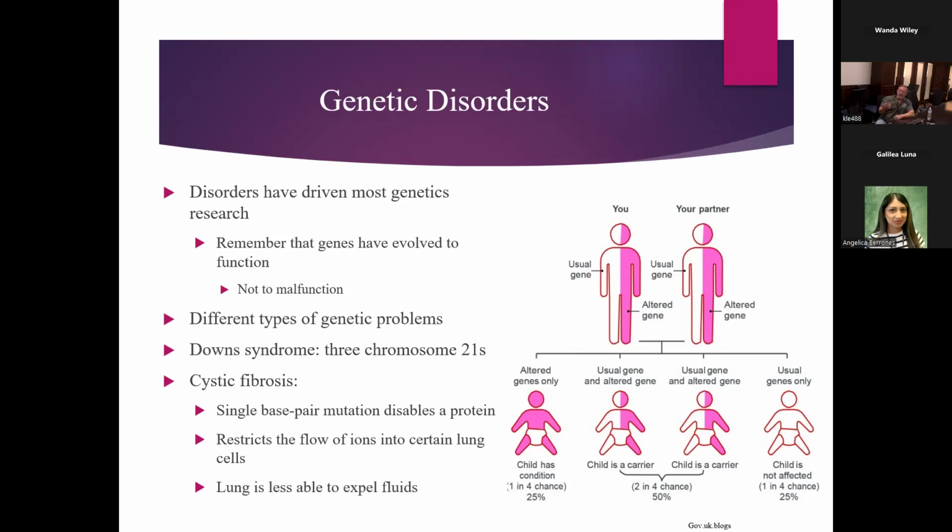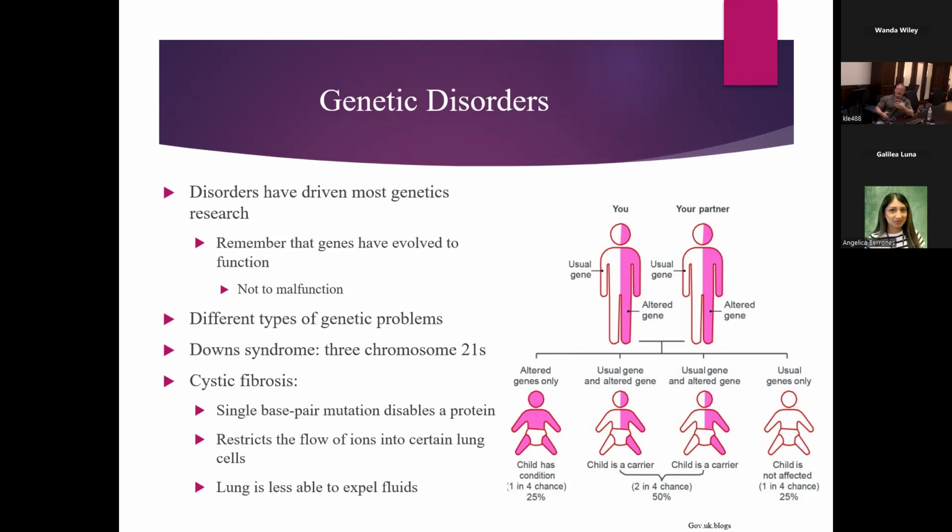Cystic fibrosis is another genetic disorder that's caused by a mutation, and it's a single base pair mutation. So one of those base pairs, the A's, the T's, the C's, and the G's, one of them gets mutated, just one. Out of the 3 billion that we have in our DNA molecule, one gets changed, and that one mutation occurs in an area that encodes for a protein that's used to help your lung cells allow ions to move in and out of the cell.